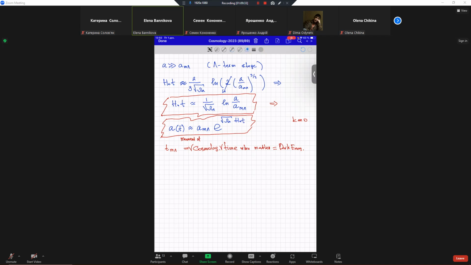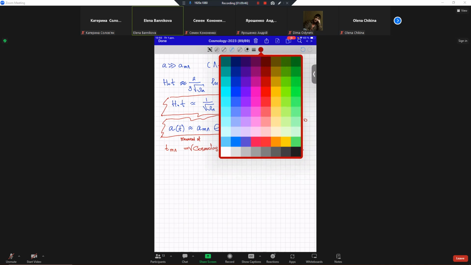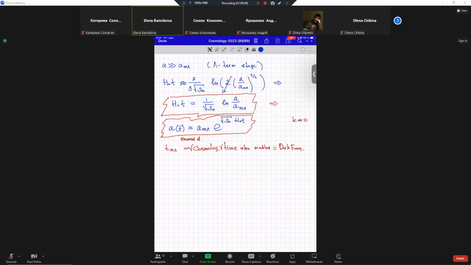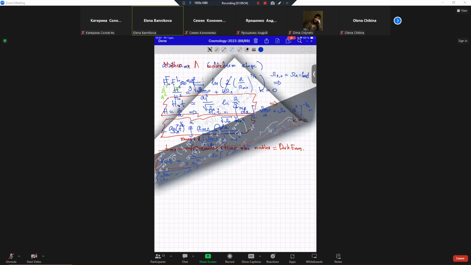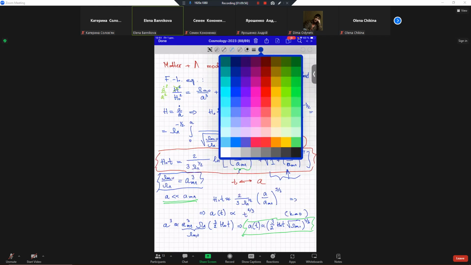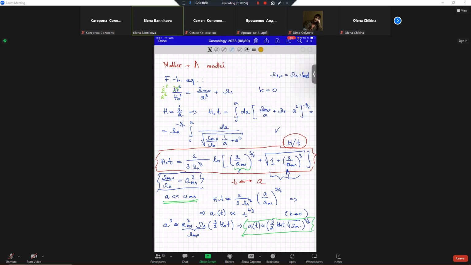Okay. I would like to find this t_mΛ, and I need to be careful not to make a mistake. So now we can estimate it. Look, I need to find this moment of time. I need to use this formula, and in this formula I need to put a equal a_mΛ.